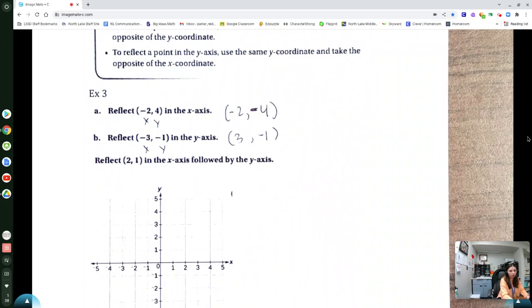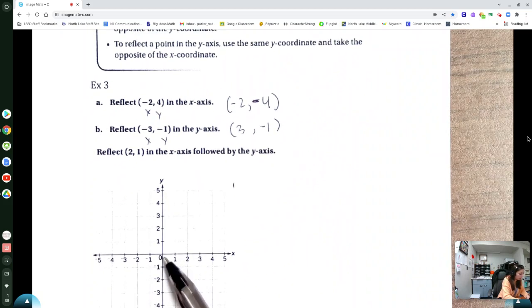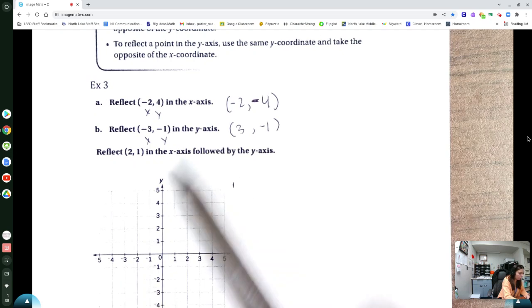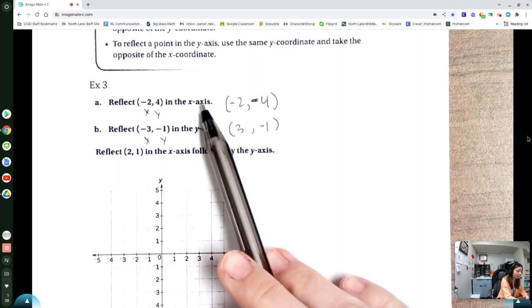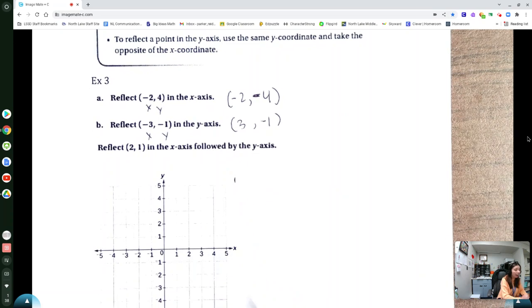And again, I'll show you on here. If I have negative 3, negative 1, that would be here, left 3, down 1. I'm now reflecting it over the y-axis. So it's going to go over here to 3, negative 1. We went from here to here. We reflected over the y-axis by just changing the x value. So really, whichever axis you're reflecting over, that's the value you should keep. It's the other one you should switch. So if you're reflecting over x, keep x, change y. If you're reflecting over y, keep y, change x.